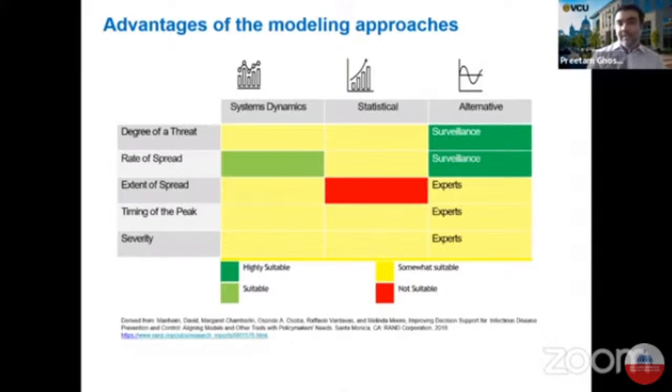If you're looking at the extent of spread, how many people will get infected in this zone, right? Statistical models have not done so well in that scenario. System dynamics models are kind of okay. Timing of the peak, when will the peak happen, when does the maximum number of infections happen? Both system dynamics and statistical models behave similarly for this specific question. Both of them are not very good at it, somewhat suitable, but that's all that we have at our disposal to go with. And of course, the severity level of the infection, even for that one, both system dynamics and statistical models do not work very well.